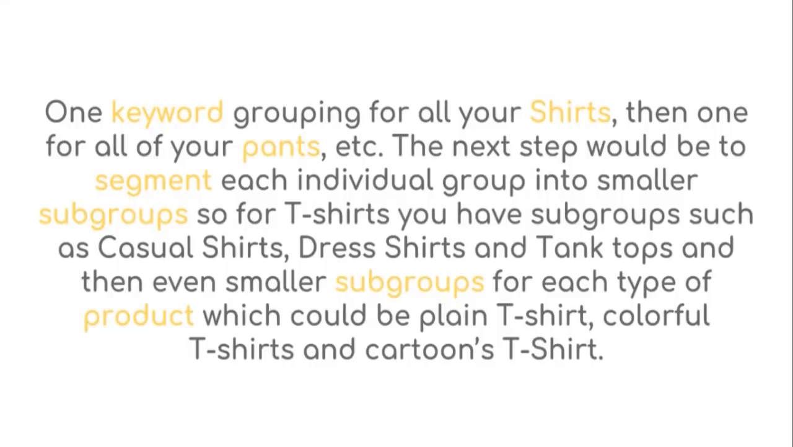Let's conclude this lecture with a real-world example. Let's say you're running a website of a clothing store. You should create one keyword grouping for all your shirts, then one for all of your pants, etc. The next step would be to segment each individual group into smaller subgroups. So for t-shirts, you would now have subgroups such as casual shirts, dress shirts, and tank tops, and then even smaller groups for each type of product, which could be plain t-shirts, colorful t-shirts, and cartoon t-shirts. Now, you should create individual pages on your website optimized for each small keyword group. So a page dedicated to cartoon t-shirts, a separate page for plain t-shirts, and one for colorful t-shirts.